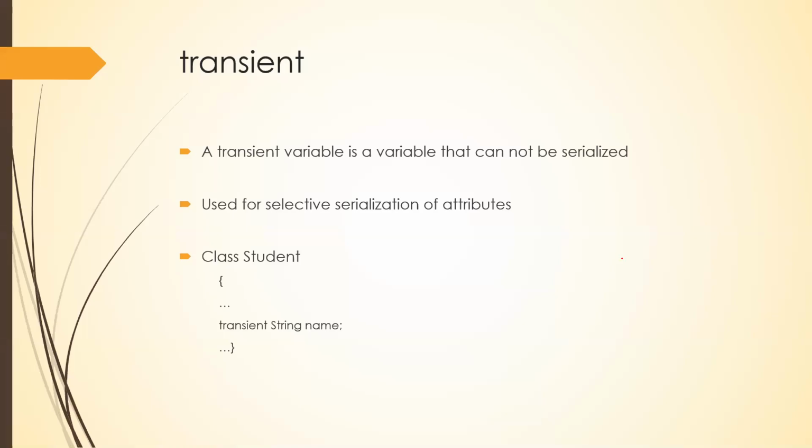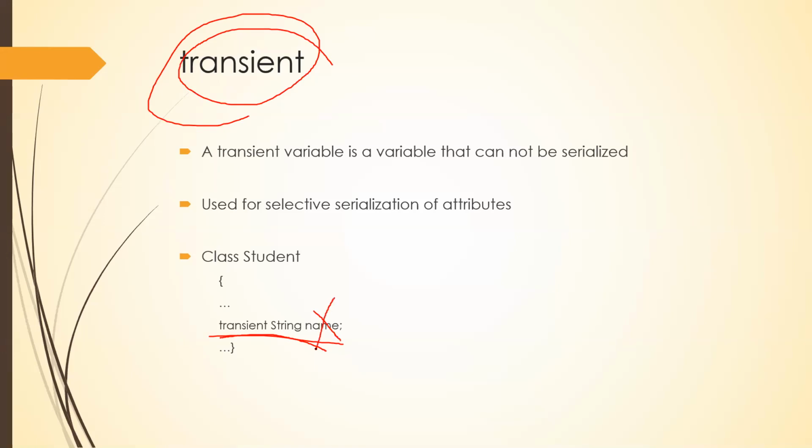We will now learn about a keyword called transient. Transient, T is in small letters. Transient. Now, transient is a keyword which can tell you whether you want to serialize a variable or you don't want to do it. If you have transient in a keyword, let's say you have over here transient string name, it means that the variable called name will not be serialized in your serialization program.